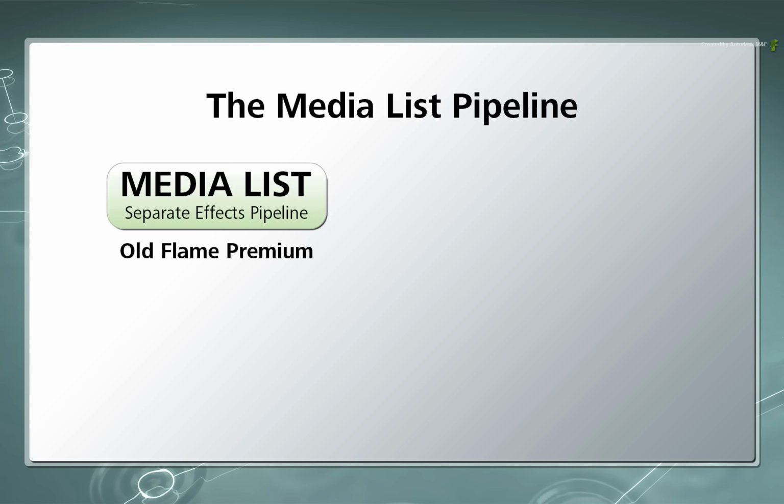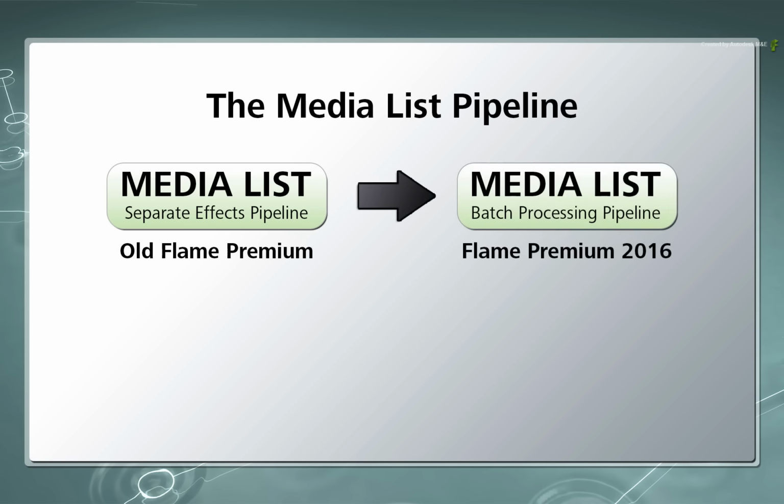If we focus specifically on the media list, previous versions of Flame Premium used a separate effects pipeline to apply the media-based tools. This meant that optimizations to the same tools in batch did not apply to the media list. So as of Flame Premium 2016, the old effects pipeline in the media list has been replaced with a matching batch processing pipeline. This new media-based pipeline benefits from all the GPU optimizations previously done in batch.